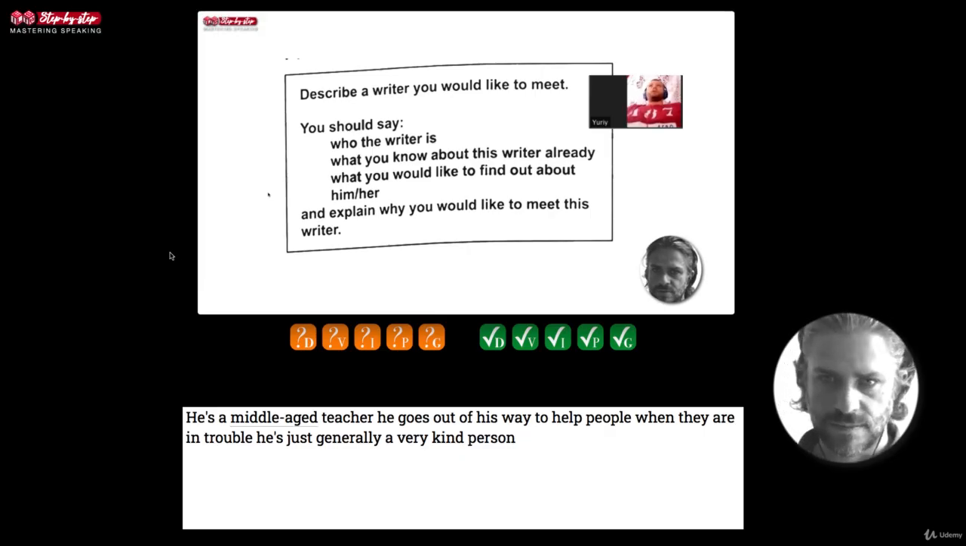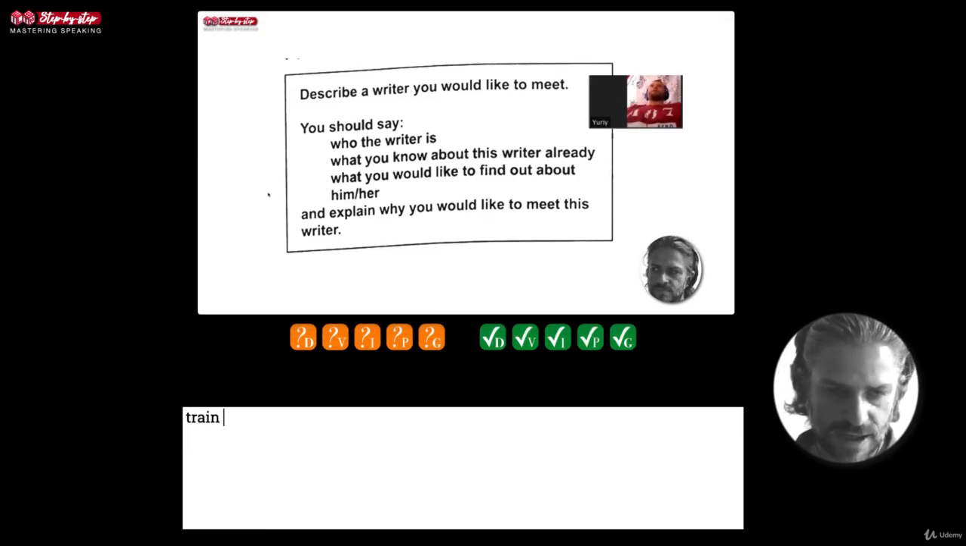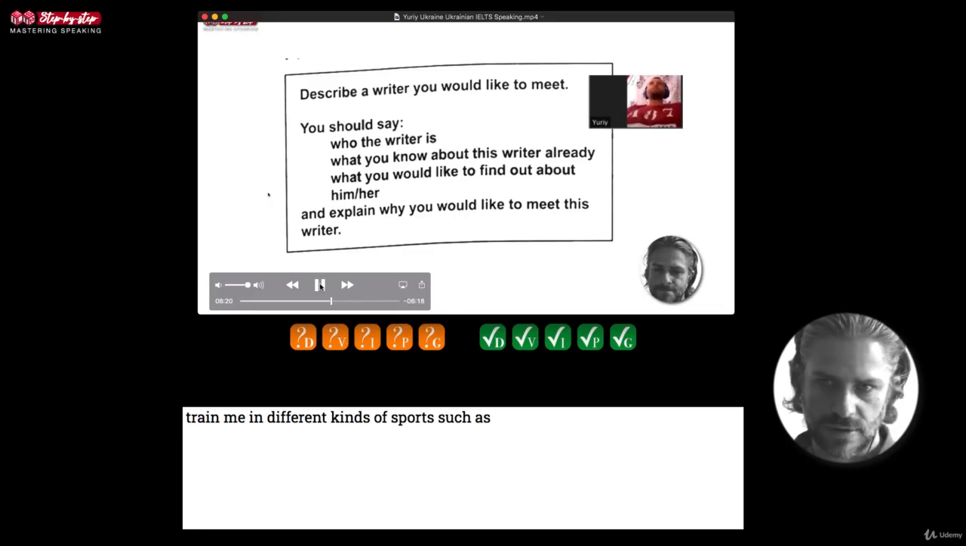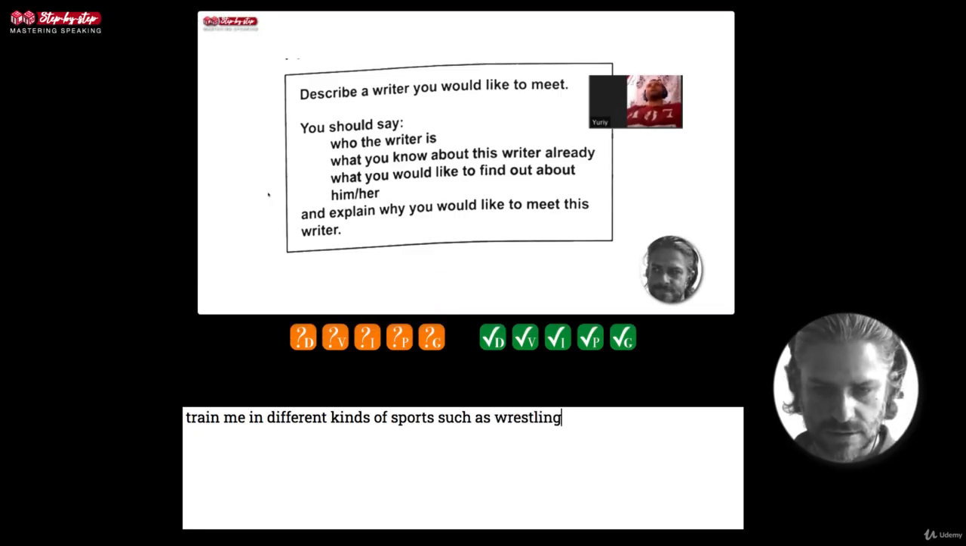I've known him since my childhood. He used to train me in different kinds of sports. Okay, he said "as" there, which is a very typical Russian or Ukrainian thing to do. We need to say "such as," and he's going to give us an example. As wrestling, basketball, soccer, and other one as well.